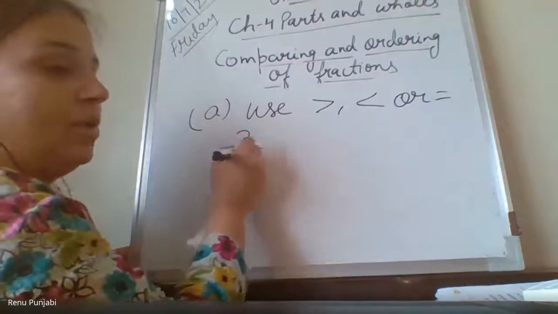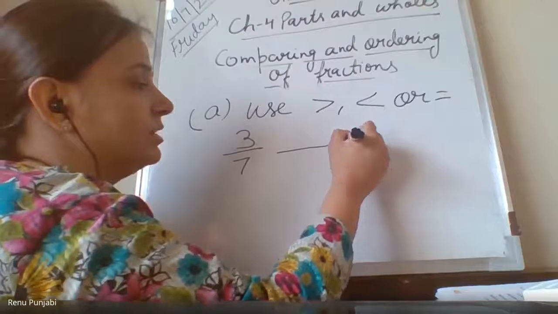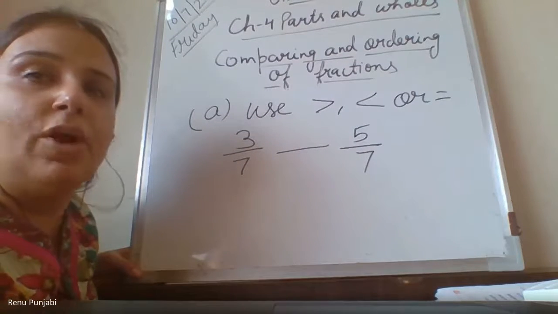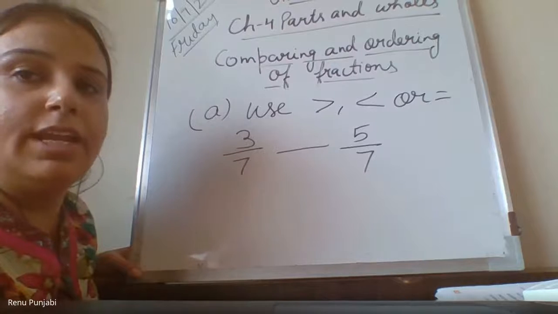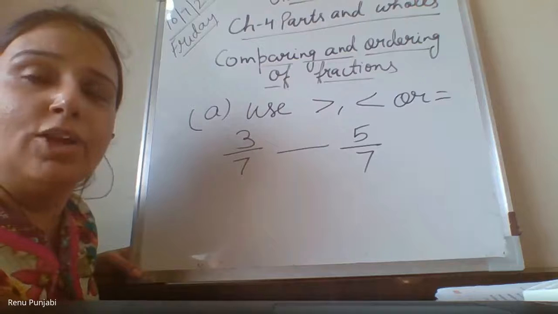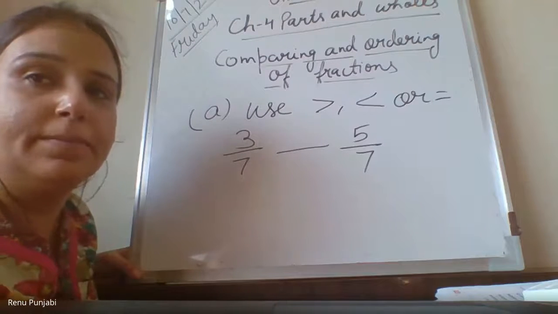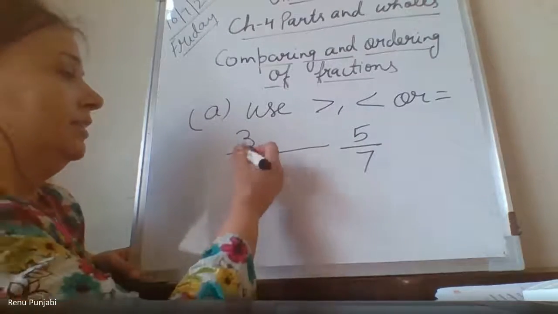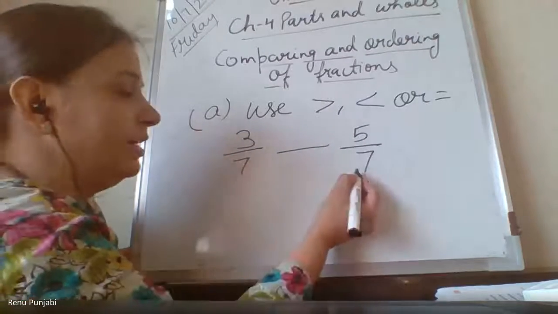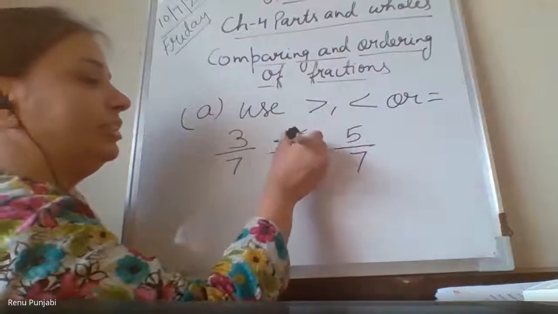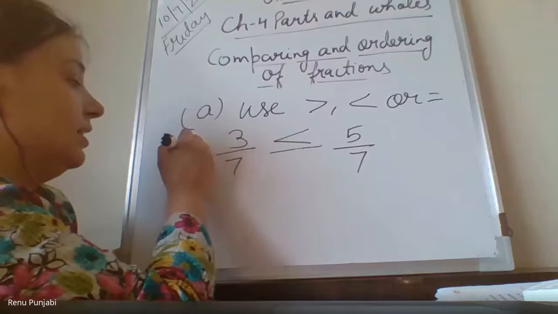Now tell me 3 upon 7 or 5 upon 7. Which one is greater? Please write the answer in the chat box. Very good, Krishita, Advika, Vedansh. Anubhavi, just check which is greater. Neeral, you also check, please, my dear. As I said, when the denominators are same, the greater the numerator, the greater the fraction. 5 upon 7. Yes.